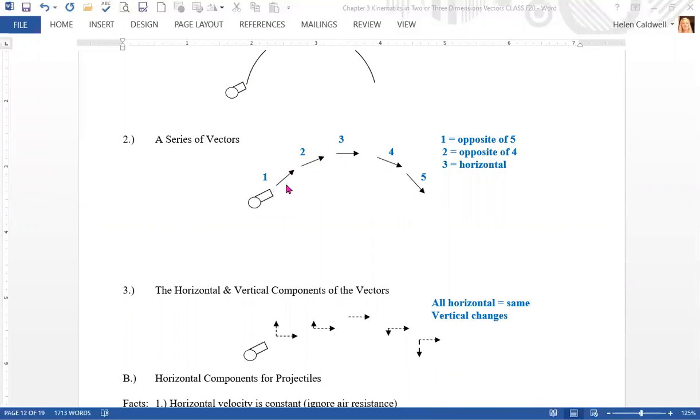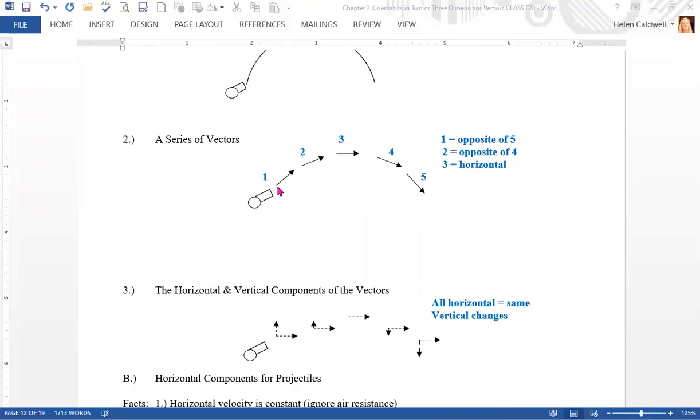In this drawing, vectors 1 and 5 were supposed to be equal and opposite to each other. So same tilt, same magnitude, just pointing opposite directions. Vector 1 indicates it's going up, 5 it's coming down. 2 and 4 were supposed to be equal and opposite. Same magnitude, same angle, with the exception that 2 goes up and 4 comes down. And 3 is strictly a horizontal vector.